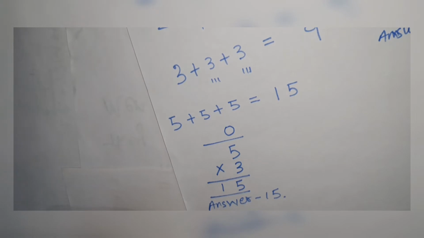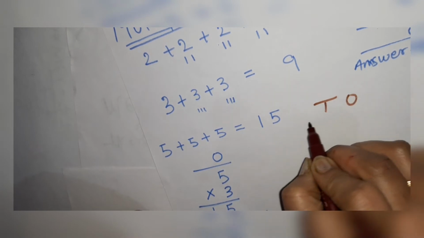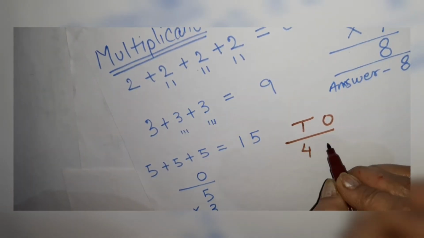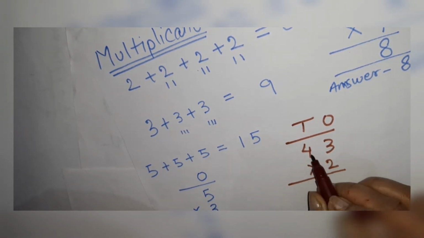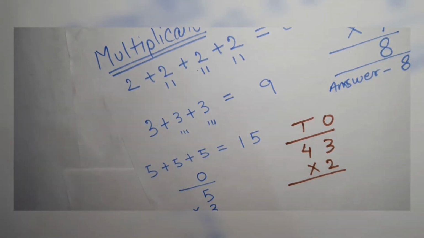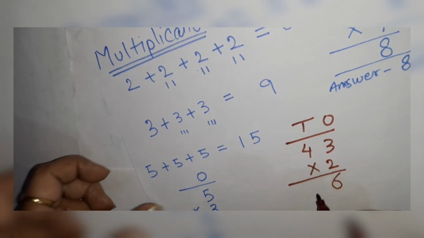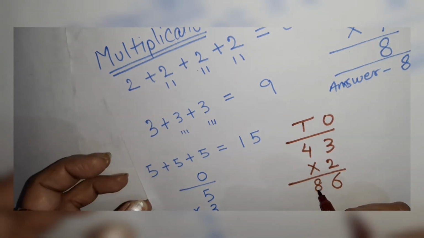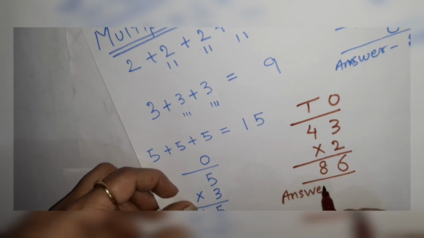In the same way we can do double digit multiplications. See, if I write tens and ones, and I write 43, and I multiply it by 2, it means 43 two times, 43 plus 43. So I'm not writing 43 plus 43, it means 43 two times. So I write like this. Now start multiplying. Two 3's are 6. Two 4's are 8. It comes to 86. So I write the answer.